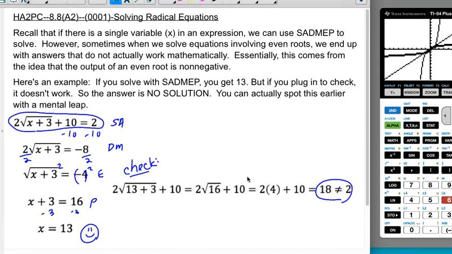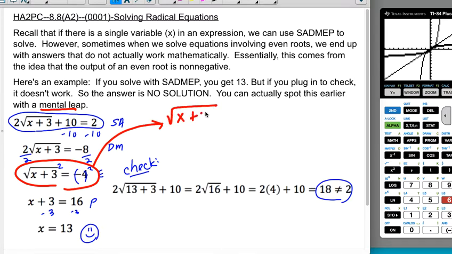So I'm going to show you that there is a spot where you could make a mental leap earlier that would have made you aware that this is an issue. So pretty much right here, where I get this statement, and arguably the step before that, depending on how quick you are at noticing this, I can spot right here that there is no solution.